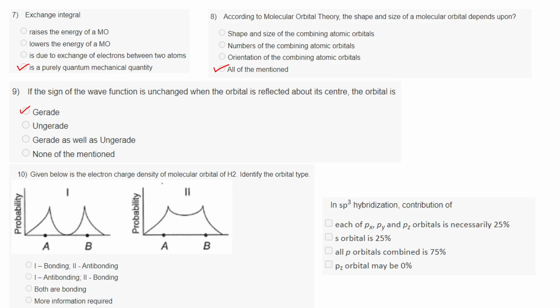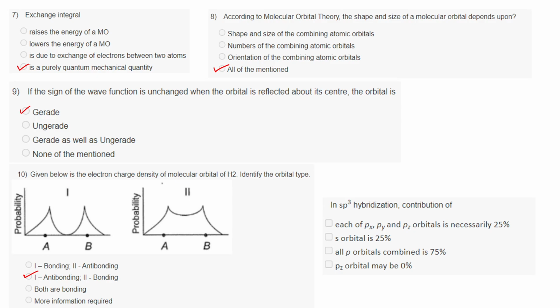Now, question number 10, given below is the electron charge density of molecular orbitals of hydrogen, H2. Identify the orbital type. The first orbital obviously has a node, right? And the second one doesn't have a node. So obviously the second one is a bonding molecular orbital, which rests at lower energy, and the first one, the antibonding orbital, rises to higher energy. First is antibonding, second is bonding.